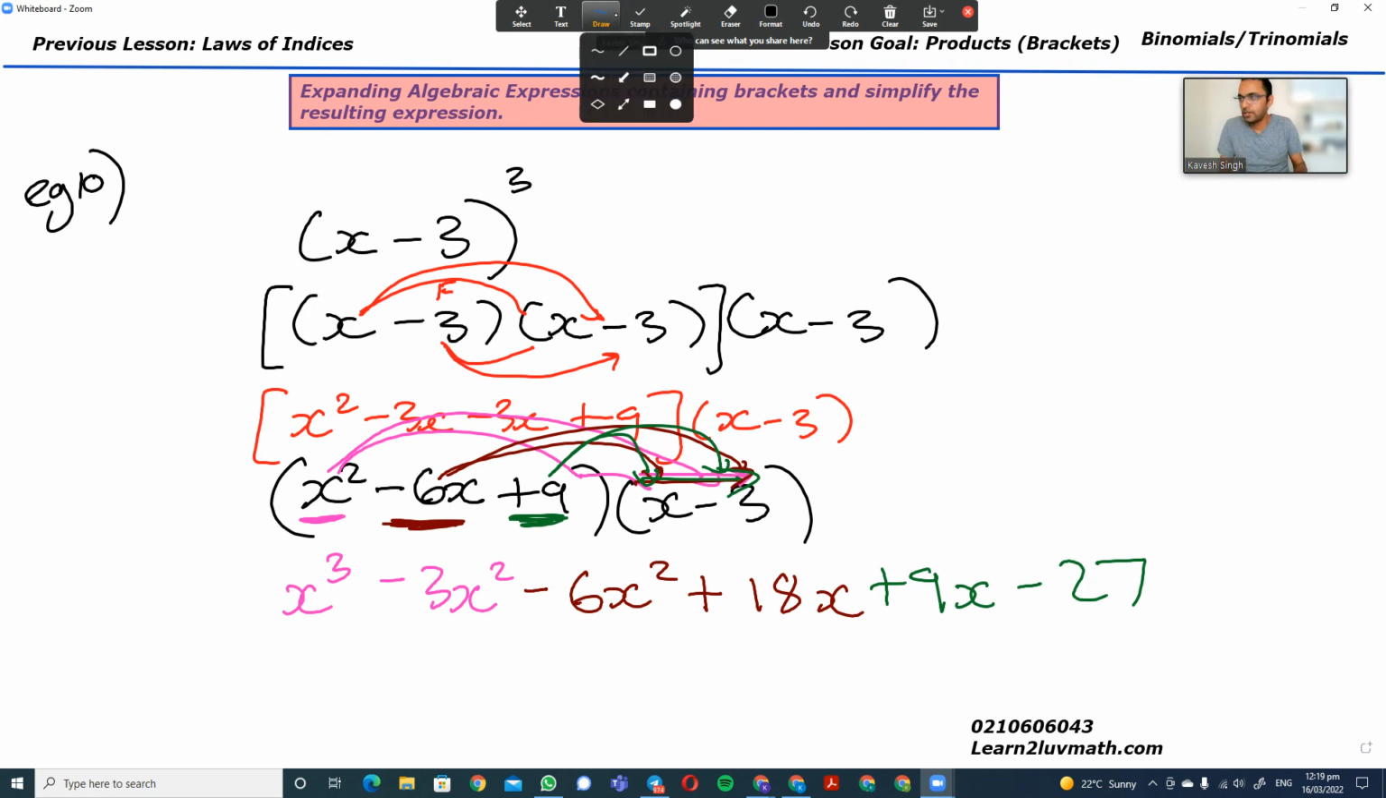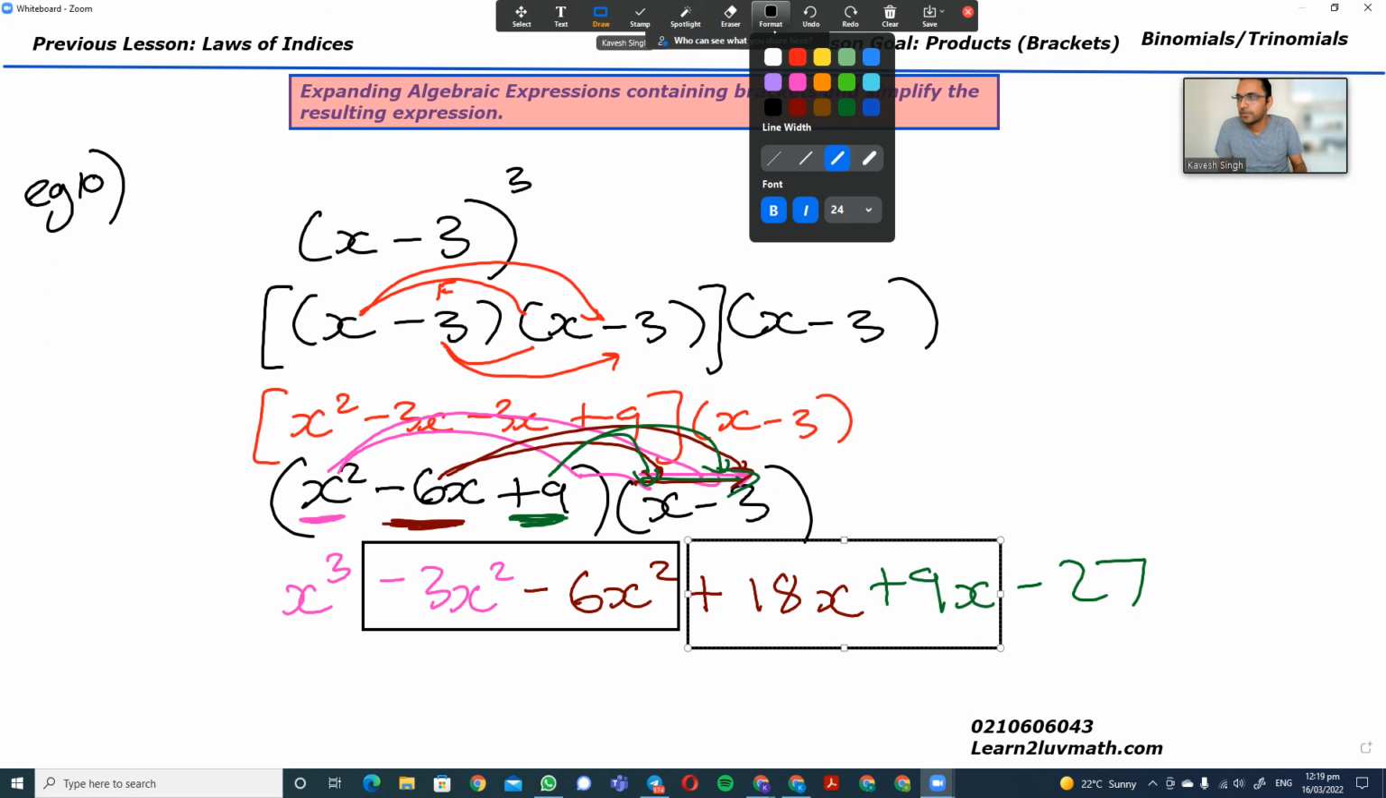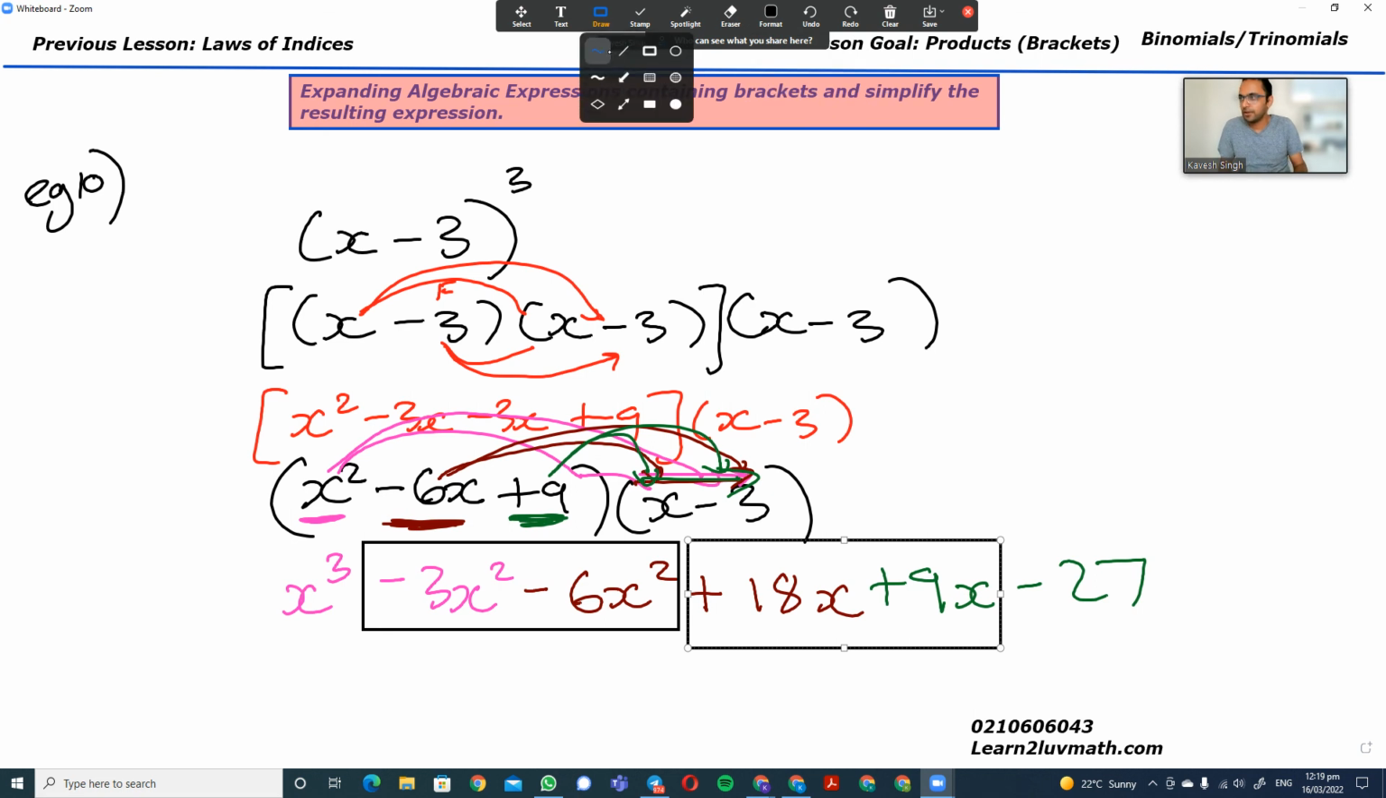Now let's gather our like terms. I can see like terms over here because they have the same letter and the same power. Again, I see like terms over here. Don't forget the signs or the pluses and minuses belong to the number on the right hand side, not the left hand side. So we're in our final step now.